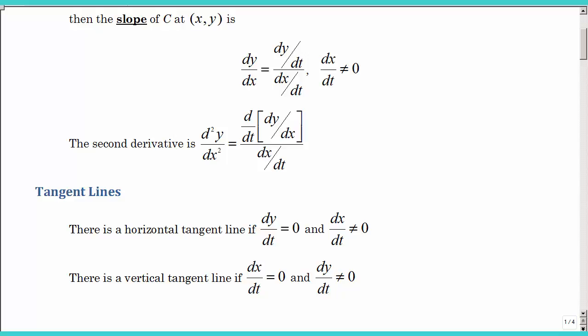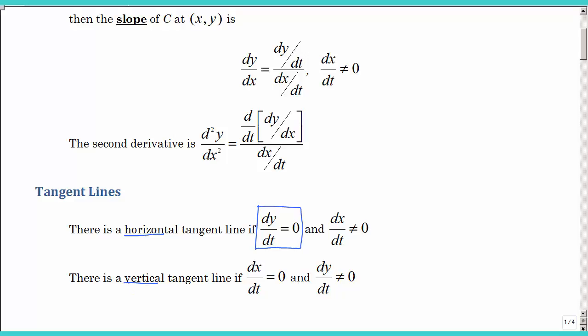Let's look at how we could find tangent lines to our parametric graphs. Well, we can find just oblique tangent lines, and we can also find horizontal tangent lines and vertical tangent lines. If you recall, a horizontal line has a slope of 0. So it makes sense that if the derivative of y with respect to t equals 0, we would have a horizontal tangent line.